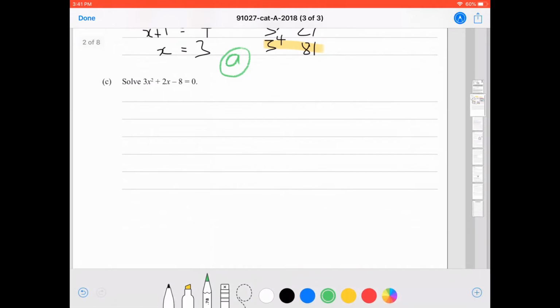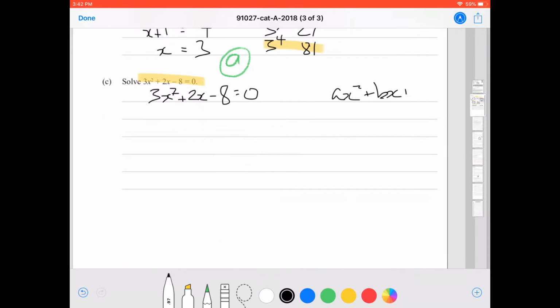so question 1c, solve this quadratic 3x squared plus 2x minus 8 equals 0. Okay, 3x squared plus 2x minus 8 equals 0. This quadratic is different in the sense that a is greater than 1, and what I mean by that, we saw it earlier, a quadratic is written in the form ax squared plus bx plus c, and here a is greater than 1, right, because it's 3.